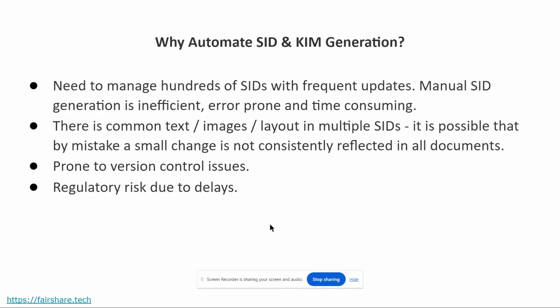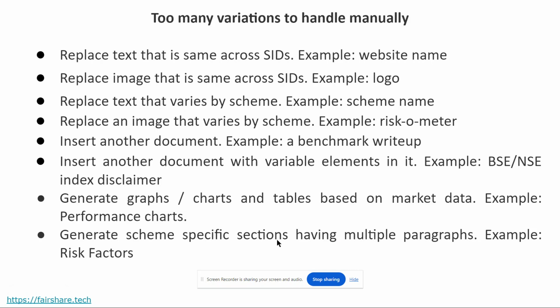For the first part, why automation is required, I will not dwell too much on that, because we all know that there are many SIDs, like 75 or 80 SIDs and KIM, that we need to generate every 6 months or so. There is a lot of common text in that, and a lot of scheme related data. If there is even a single line of change in the common data, you have to go and change all the 75 documents, which is very painful. That is the problem we want to solve.